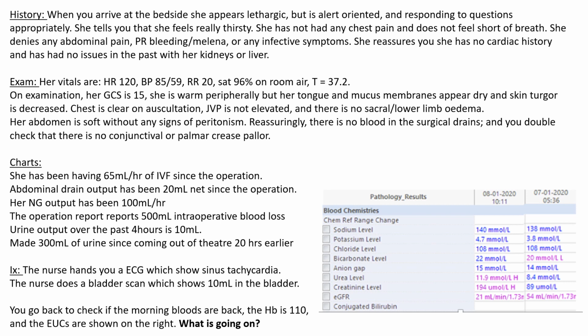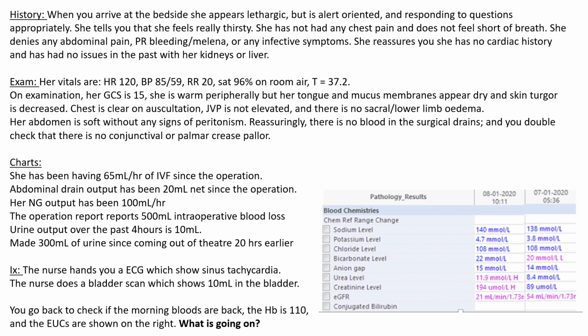So, you ask all the appropriate questions. When you arrive at the bedside, she appears lethargic, but is alert, oriented, and responding to your questioning appropriately. She tells you that she's feeling really thirsty. She's not had any chest pain and does not feel short of breath.